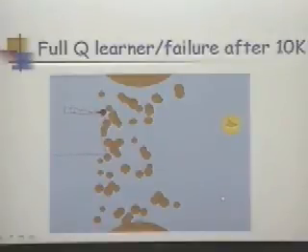Why? Because it can encounter states that are not really, remember we pummeled the state space. It can encounter a combination of states that it hasn't really seen, that it hasn't really trained for, even after 10,000.